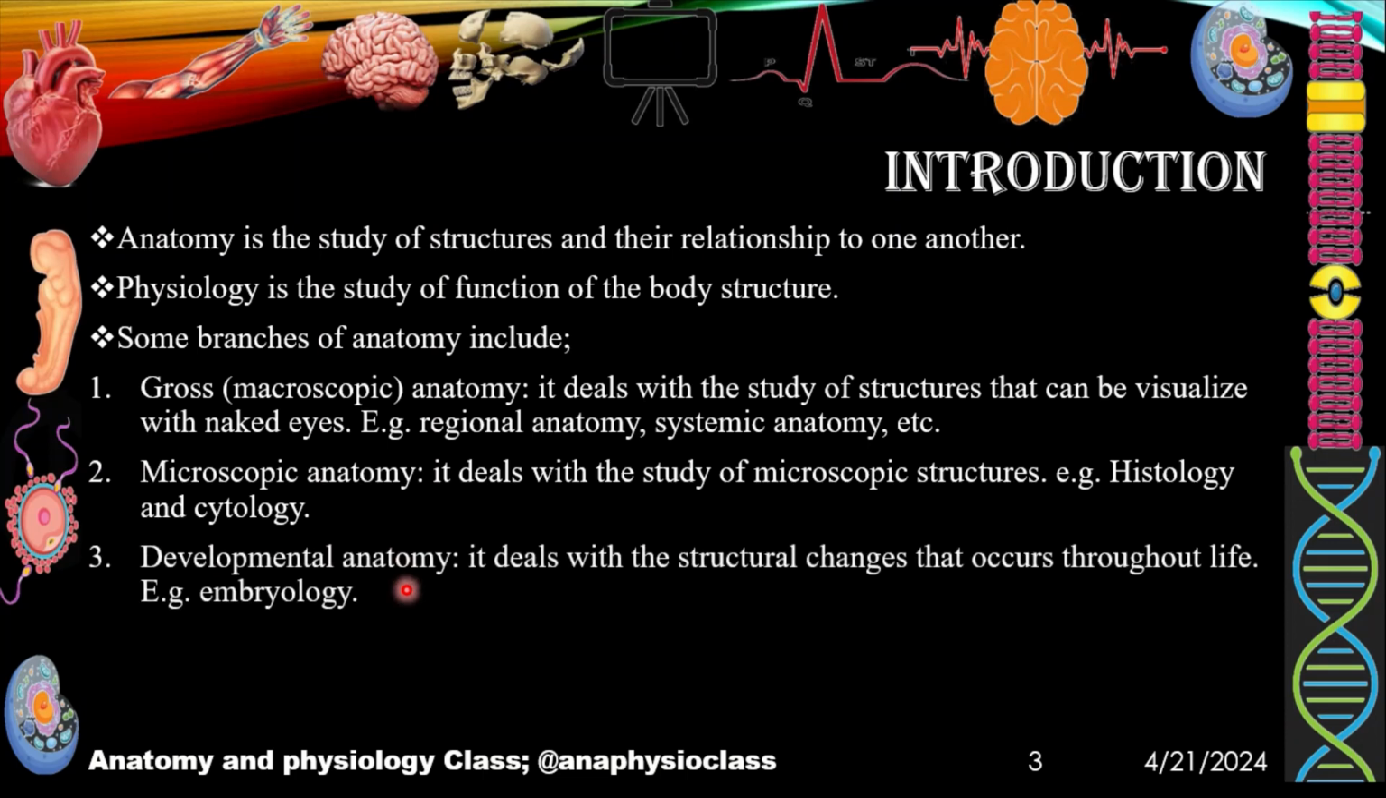And developmental anatomy. Developmental anatomy deals with the structural changes that occur throughout life, starting from the intrauterine life up to the end of life. But embryology, as an example of developmental anatomy, is more concerned about the structural changes or development that occurs in an embryo in the intrauterine life. So embryology is restricted to intrauterine life, while developmental anatomy goes beyond intrauterine life.